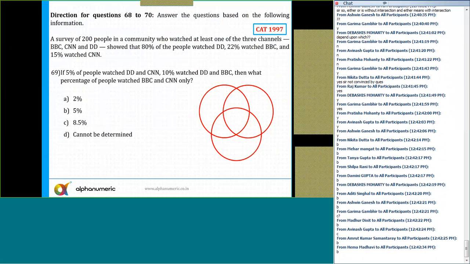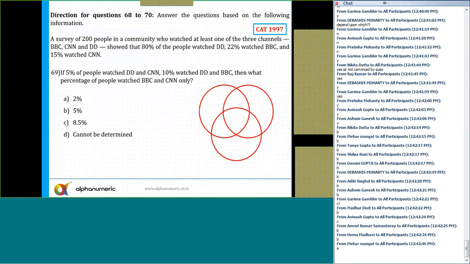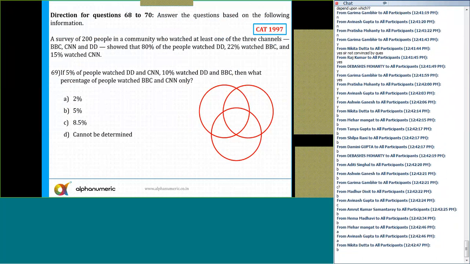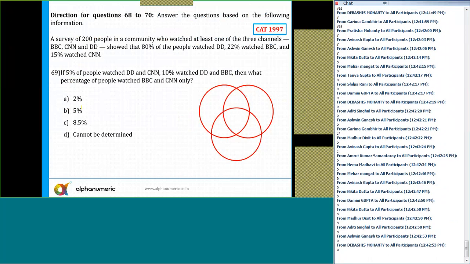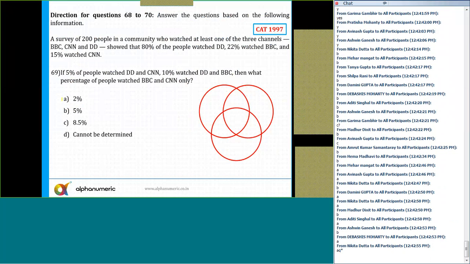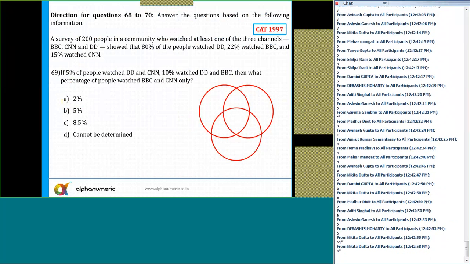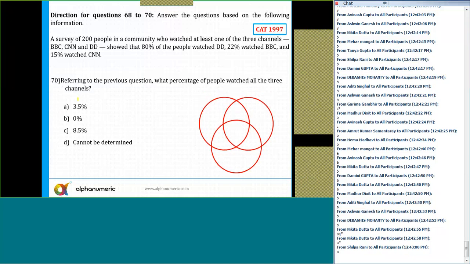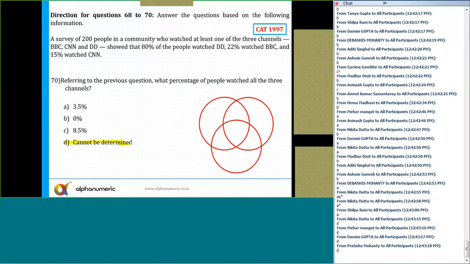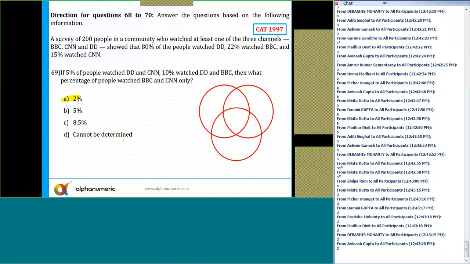Question number 69. What is the answer for 69? Can anyone tell me? The correct answer for question number 69 is 2%. What percentage of people watch BBC and CNN only? That is 2%. Option A. And question number 70. What is the answer for question number 70? Option D, cannot be determined. So let's discuss this set of these three questions here.